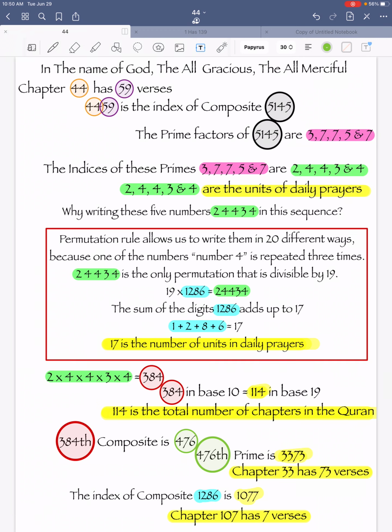So far, God told us mathematically in chapter 44, there are 5 daily prayers, 17 units in those 5 daily prayers, 114 chapters in the Quran, chapter 33 having 73 verses, chapter 107 having 7 verses. Beautiful. Let's take a look at another number. 5145, the number on top of the page.